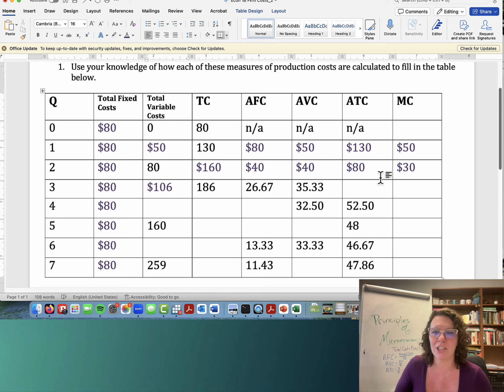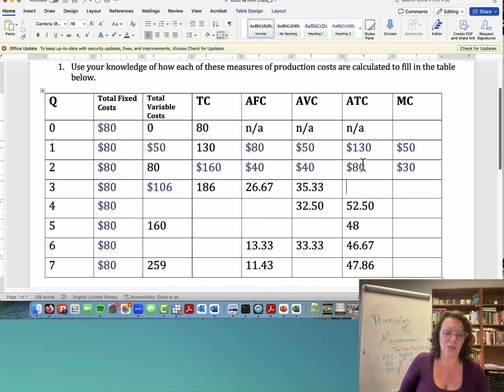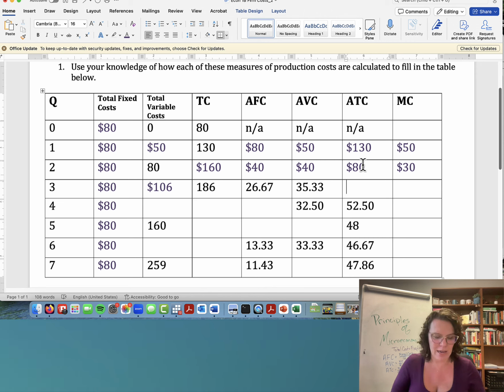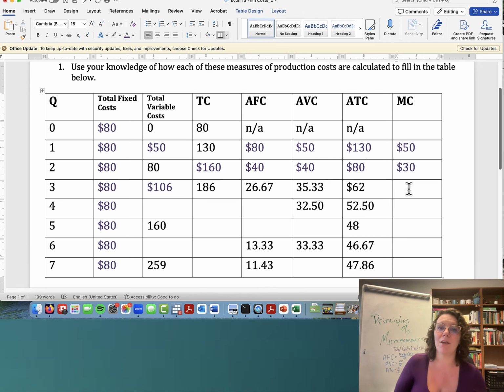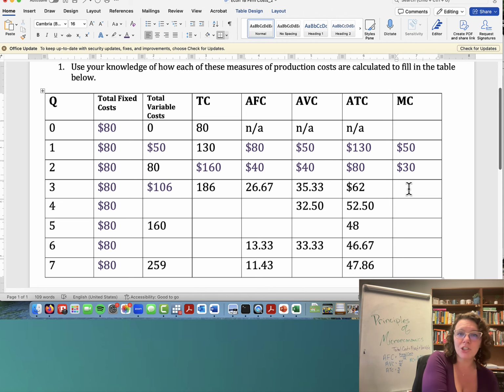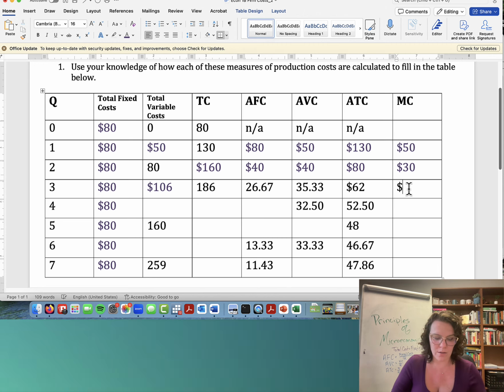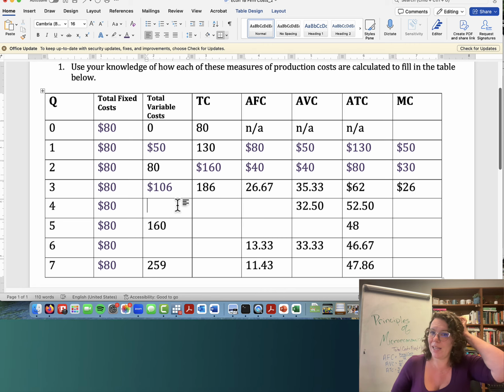I've got some of the calculations already done here, but what I do need to calculate, and I'm going to grab my handy dandy calculator, is what the total cost, 186, divided by 3 is. And that's going to give me a value of $62. Finally, we want to calculate our marginal cost. Again, marginal cost is just the change in total cost. In this case, it's going to be 186 minus 160, or $26. Now I can go through and continue.